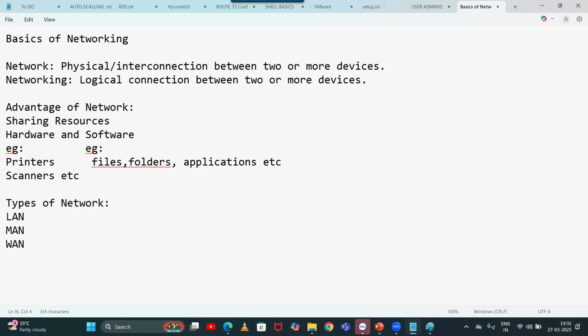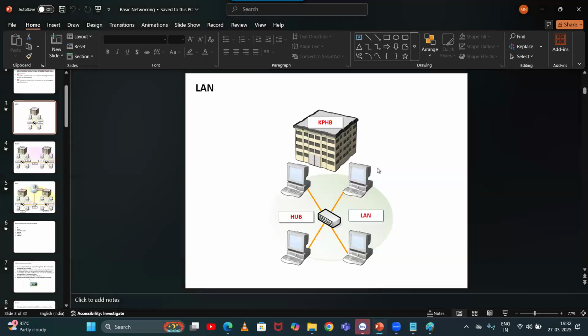And WAN, wide area network. Now you have one branch in Delhi, one branch in Hyderabad, one in Mumbai, one in Bangalore, Kerala, like that, in different cities or different geographical areas. If the branches are communicating with each other, that type of connectivity we call WAN. An example for WAN is www, World Wide Web. It is nothing but the internet. When the devices are communicating with each other between different geographical areas, that type of connectivity we call WAN.